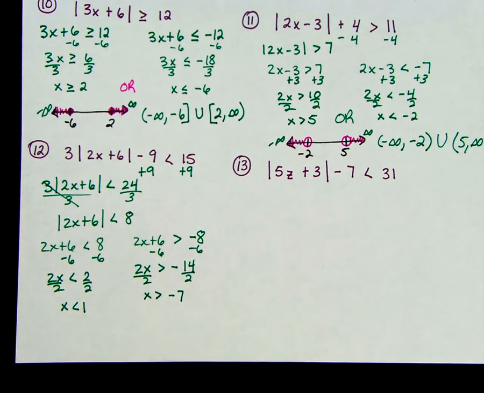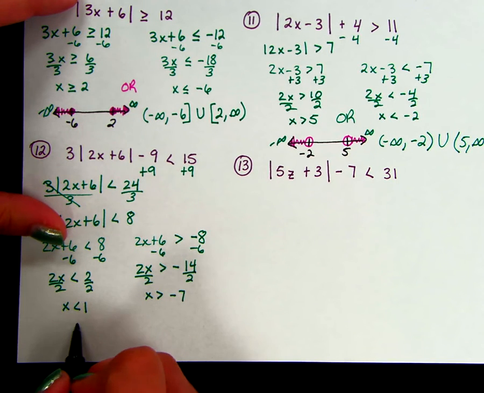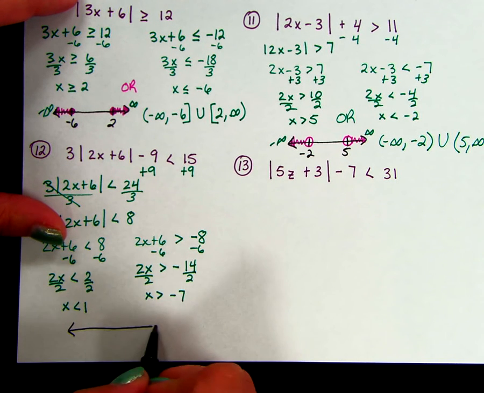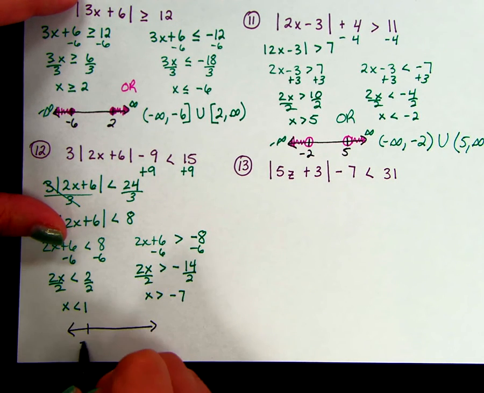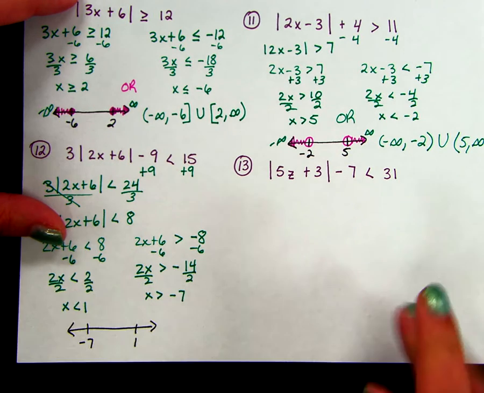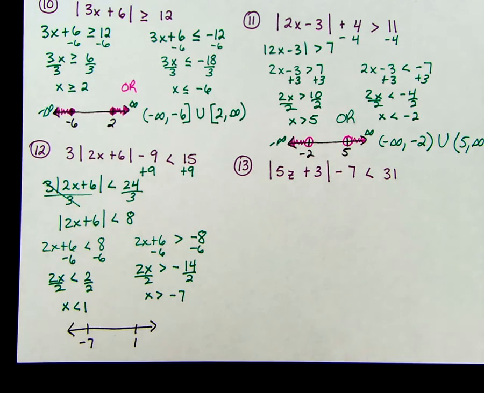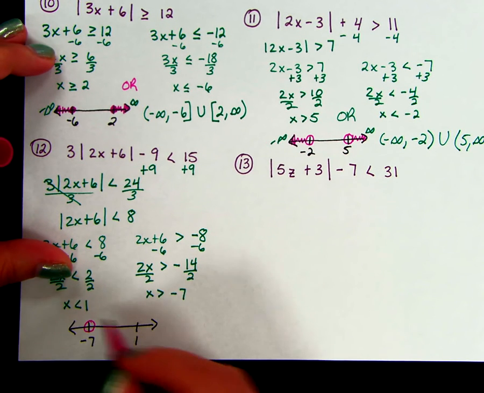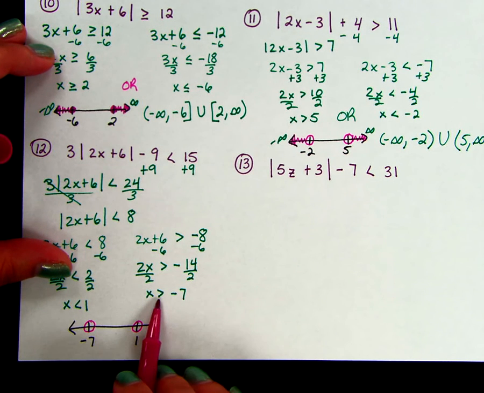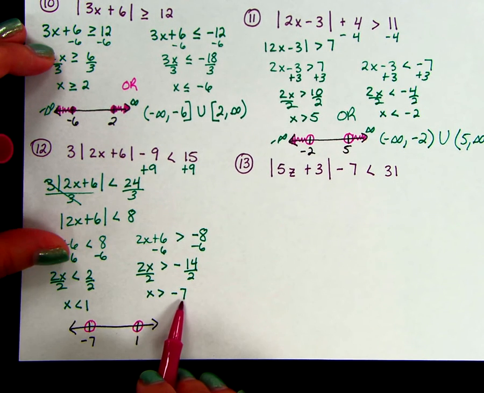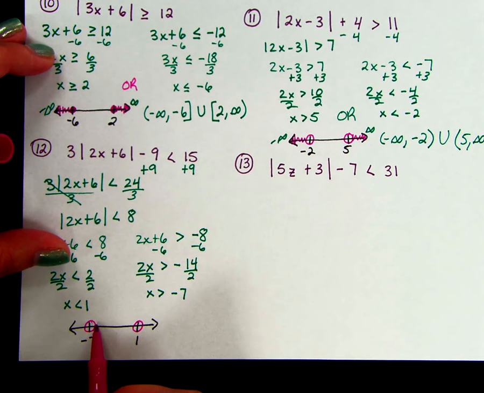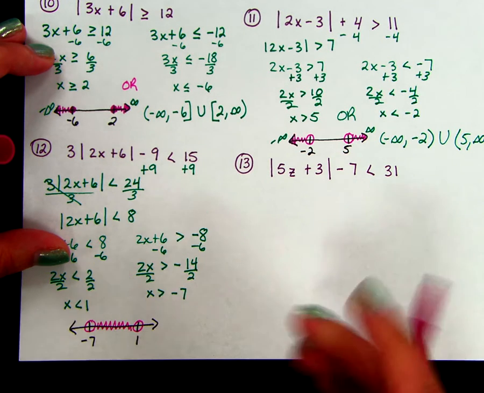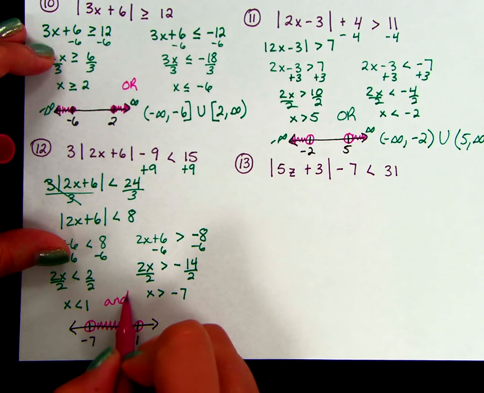So again, before deciding if it's an and or an or statement, let's just make our number line so it's easier to tell. So we'll have -7 on this side, 1 on this side. So it looks like we're going to have 2 open circles. So according to this, we need to shade to the right of -7 and then to the left of 1. So that's going to be in between here. So that means that we're dealing with an and statement.